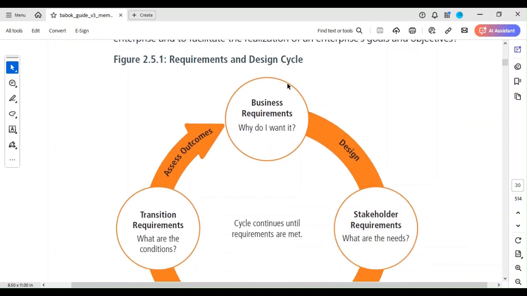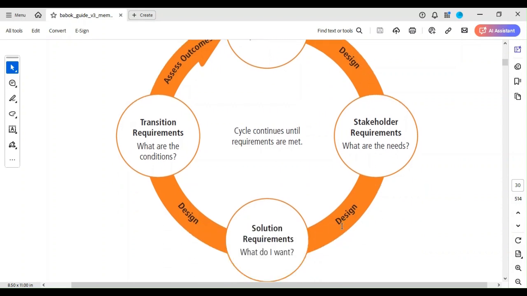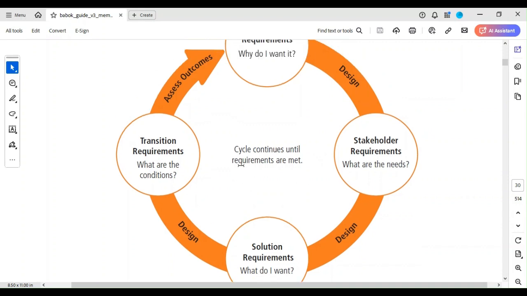So the requirement and design cycle. Business requirement, what do I want? Design. Stakeholder requirement, what are the needs? Design. Solution requirement, what do I want? Design. Transition requirement, what are the conditions? Cycle continues until requirements are met.